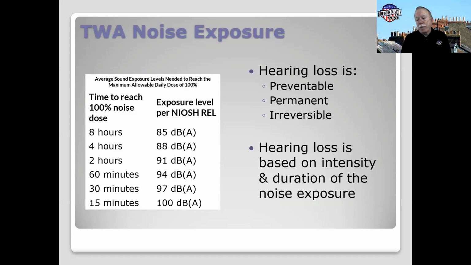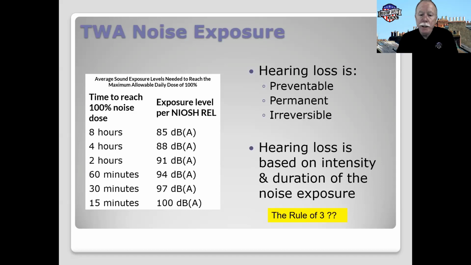So noise protection is required based on the time-weighted average of the exposure. Keep in mind that hearing loss is preventable, permanent, and so far irreversible. No known way to reverse the hearing loss. So it's based on the intensity and duration of the noise exposure. And there's something called the rule of 3, starting at 85 decibels.